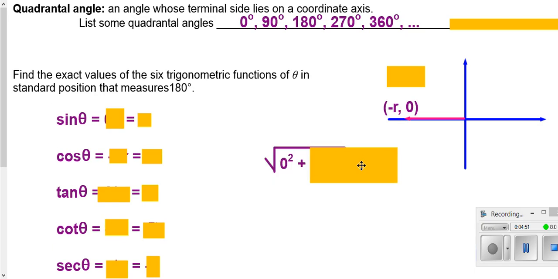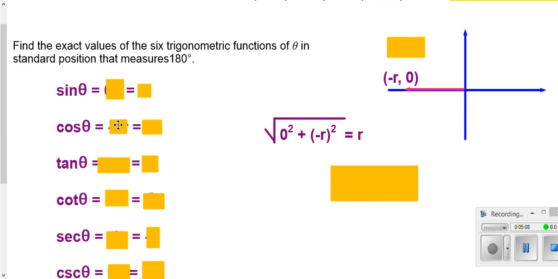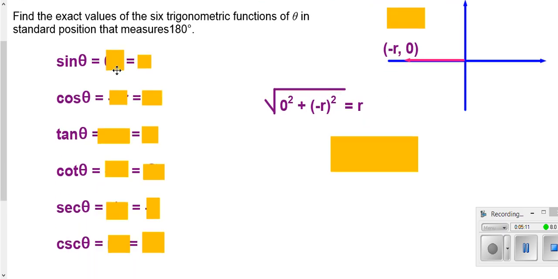So when we do that, we're going to take our x-coordinate, which is negative r, all squared, plus our y-coordinate, which is 0 squared. So we get the square root of r squared, which simplifies down to r. So when you do the sine of 180 degrees, that's going to be your y, which is 0, over your r, which is r. So 0 divided by anything is 0. Cosine is your x-coordinate, negative r, over r, which is negative 1.